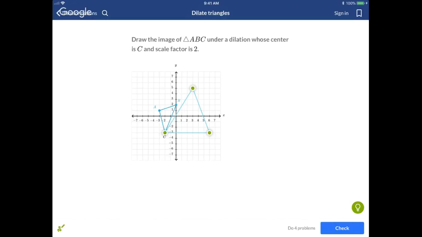So clearly point C is going to stay where it is. Dilation takes every point to a new point that is further away from the center by the factor of dilation. But if the distance from the center is 0, then it will stay right at the center. And then here we have point A. So there's point A originally. And we're going to dilate point A so that it's twice as far from the center.